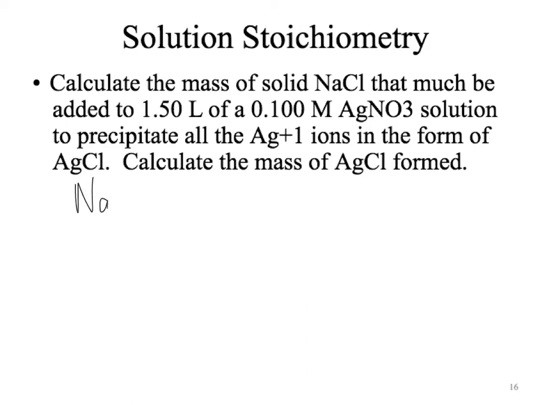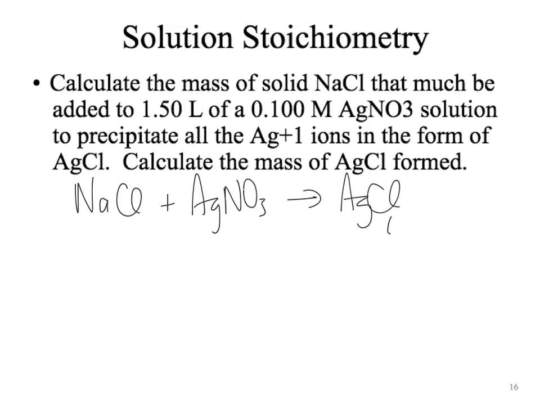First of all, you're going to start with a balanced equation, and so here you're taking silver nitrate and sodium chloride. You're going to do a double displacement reaction, make silver chloride precipitate and sodium nitrate. Okay, now this does happen to be a one-to-one relationship, but again, the process is what's important.